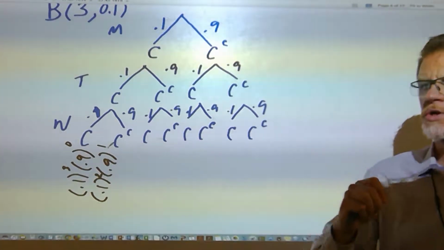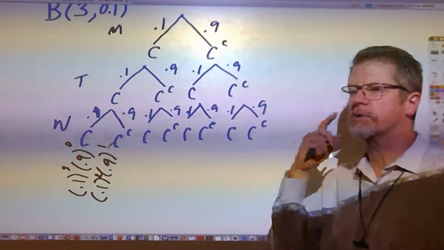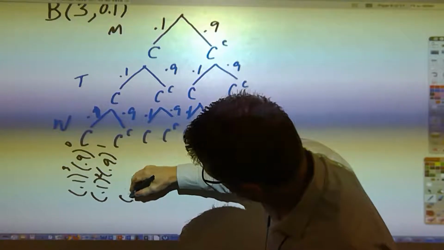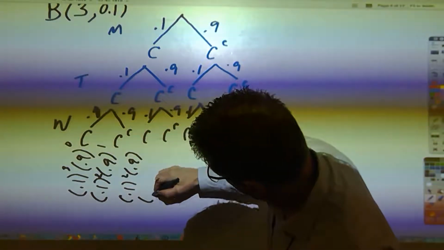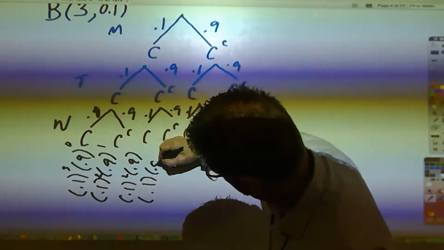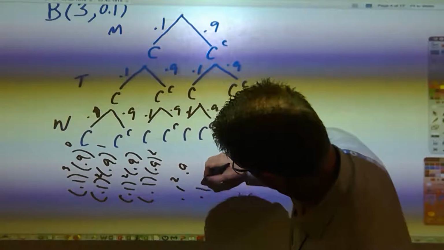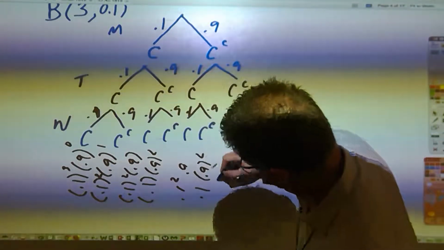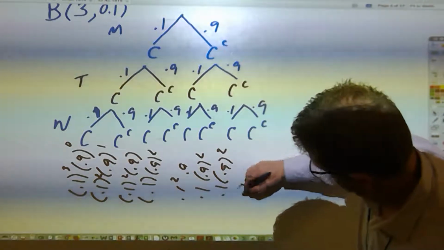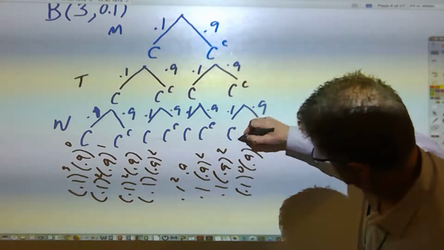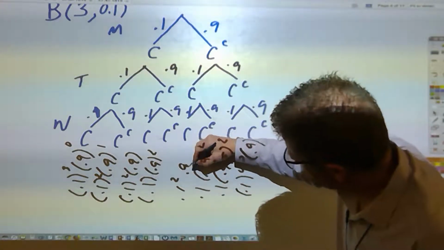So, young man, would you please tell me what you had for the third leaf and then just go ahead and read the other ones. I'll try to write as quickly as I can. 0.1 squared times 0.9. 0.1 times 0.9 squared. 0.1 to the 0 times 0.9 to the third. Okay. Yeah, that's pretty good. Some of these I didn't even put parentheses around them.